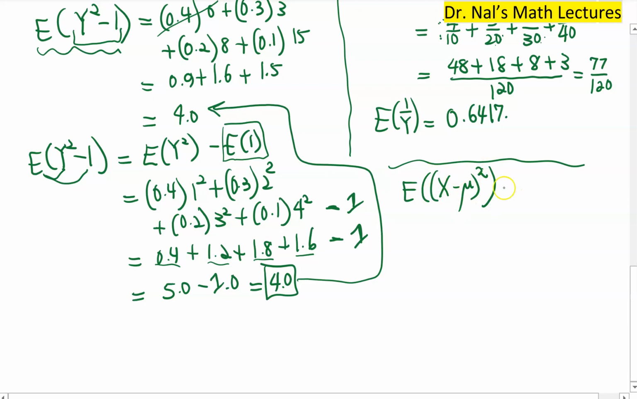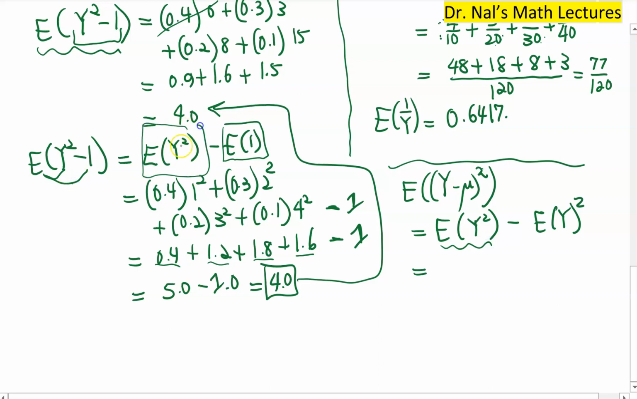So that's our variance, right? But why don't we use the alternative definition that I showed you? Sorry, not x, the random variable right now is y. How about this one? Minus E of y squared. Now why do I especially want this one? Because I already calculated E of y squared earlier here.